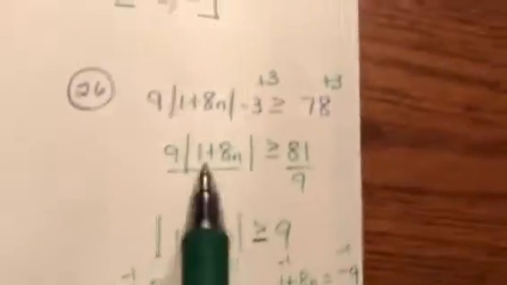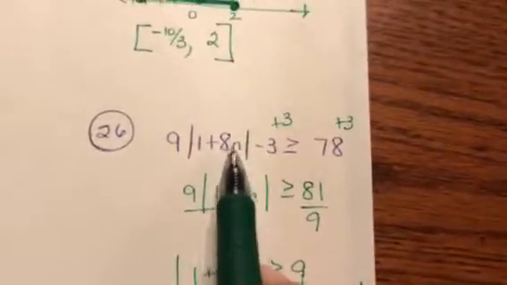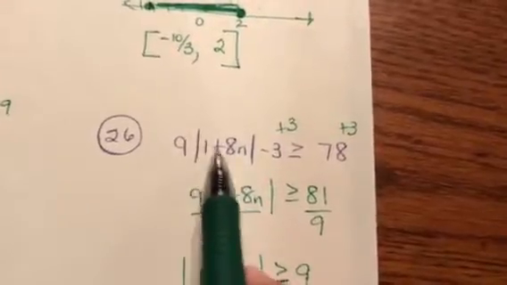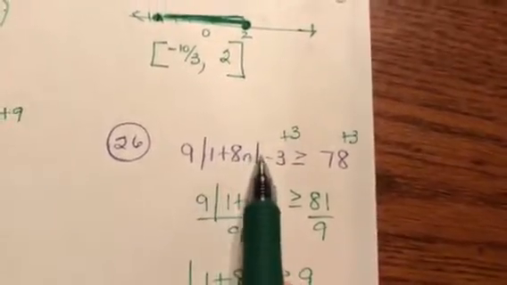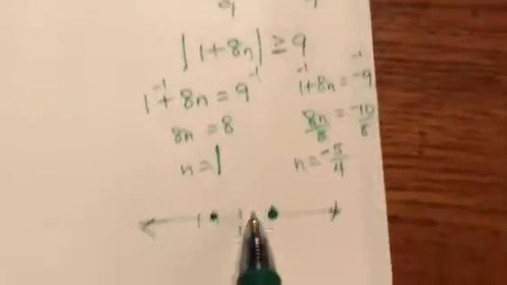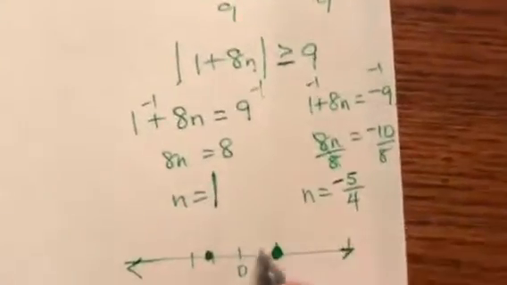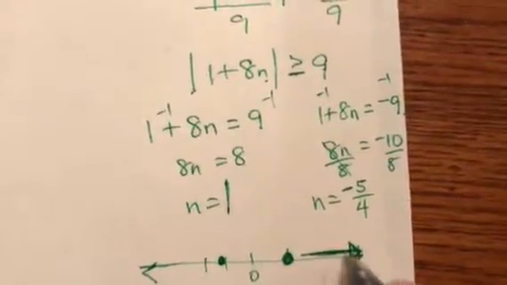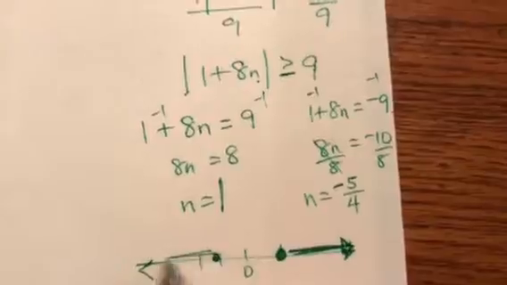Try 0. If I put 0 in here, that's 0. 1 plus 0 is 1. 9 times 1 is 9. 9 minus 3 is 6. 6 is not greater than or equal to 78. So you can see it didn't work. Therefore, nothing in the middle would work, so it's going to shoot off on either side. It's going to look like that.